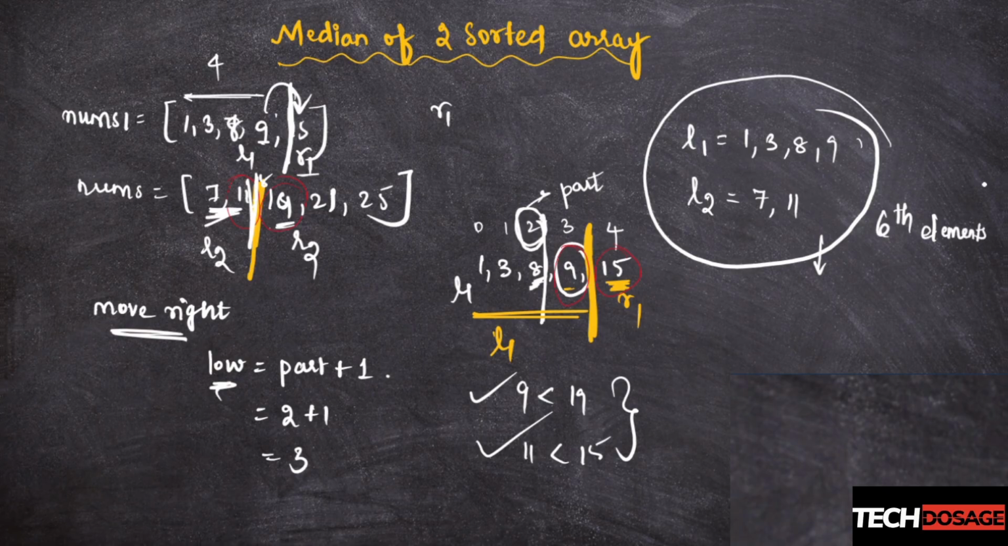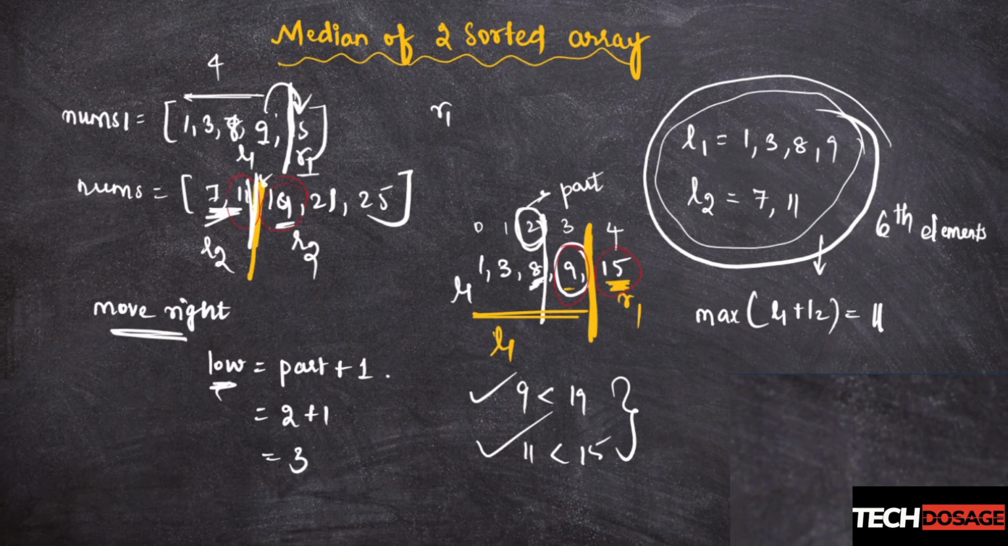Now, if I sort 6 elements in ascending order, the last element, which is the 6th element, is going to be the maximum element, right? Among all these elements, the 6th element is going to be the maximum. So, how to find the 6th element? The 6th element is simply the max of L1 plus L2. That is the maximum among these elements. What is the maximum among these elements? That is 11. 11 is the maximum among these elements. You can check it out. So we get 11, the median.